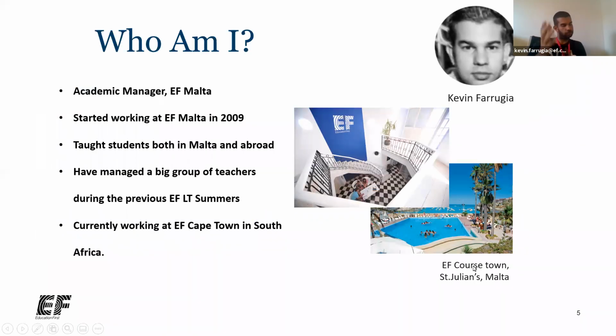Just a quick bit of information about me. So my name is Kevin. I'm the academic manager at EF Malta. I started working at EF in 2009, so that's almost 11 years now. I've taught students both in Malta and abroad, and I've also managed a big team of teachers during the EF summers. If it's your first summer, or if it will be your first summer working with us, summer at EF is a crazy time. And when I say crazy, I mean that in the best possible way.